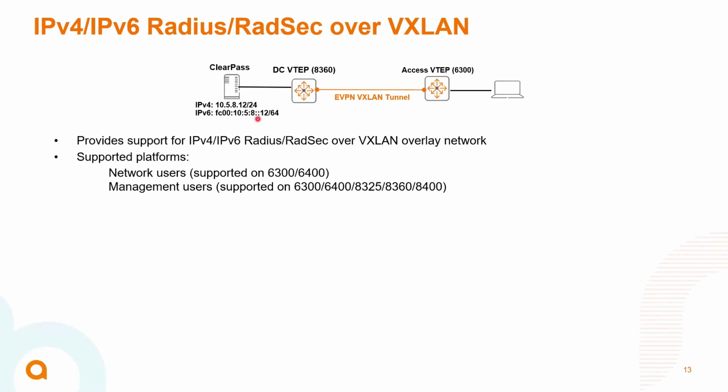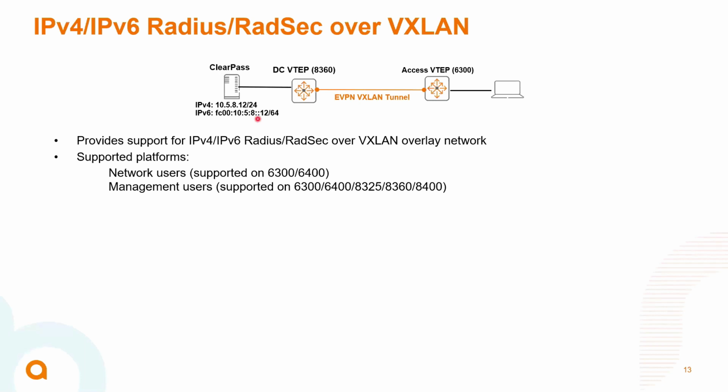Radius, of course, is a service, so you'd have to be able to access your Radius server that could be in the data center, whether it's ClearPass, ISE, FreeRADIUS, pick your Radius vendor. There's a couple of reasons why you'd want to do that. The first use case is to be able to authenticate your clients, your endpoints at your access layer, via Radius or RadSec, which is secure Radius, over an overlay tunnel. Or if you want to have your management users that log into the switch, you can authenticate them as well using Radius over the overlay tunnel.